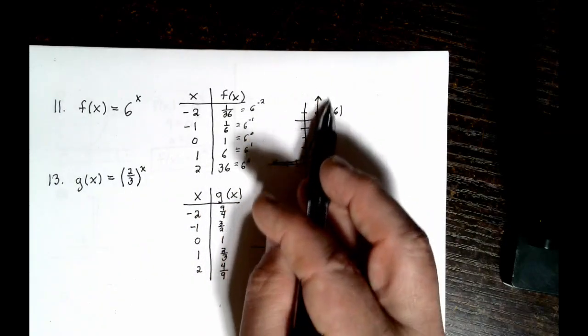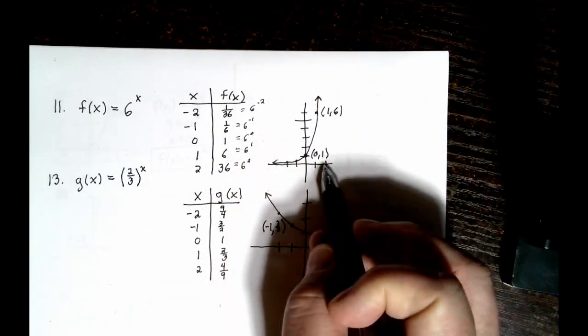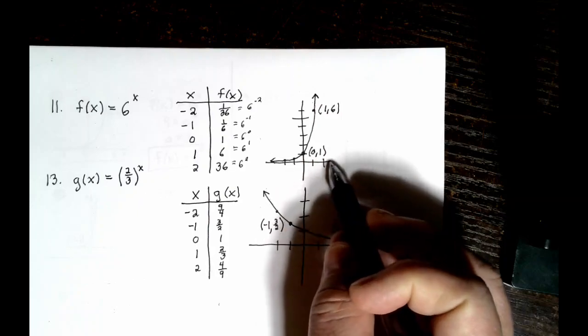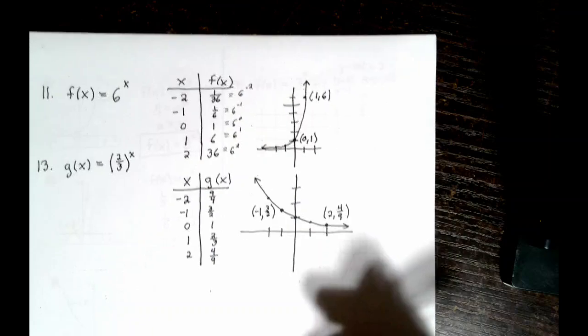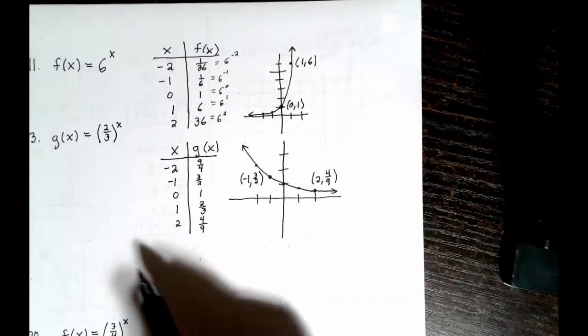And then when you graph it, it looks like this. It crosses at (0, 1), and you have (1, 6). That's about all you can really graph, because 6 squared is way up at 36. Makes it difficult to graph something that big.